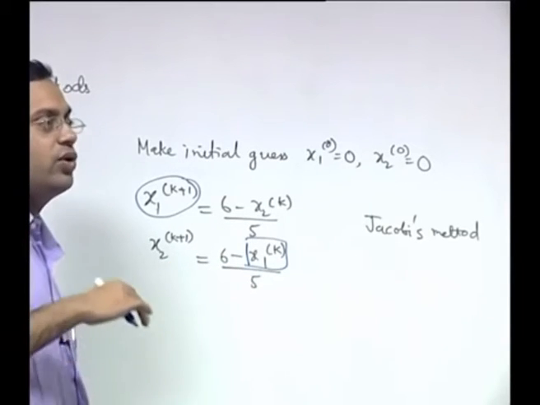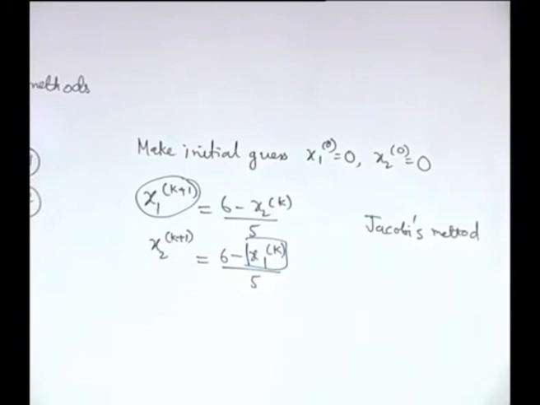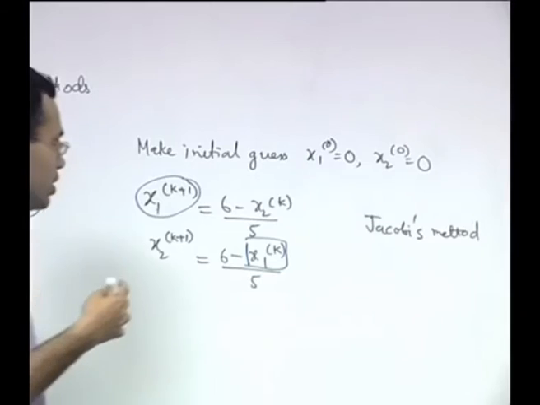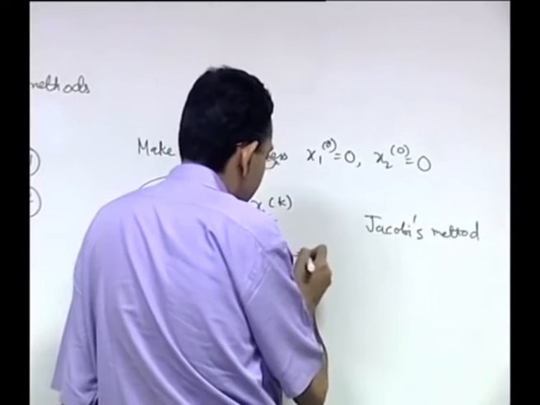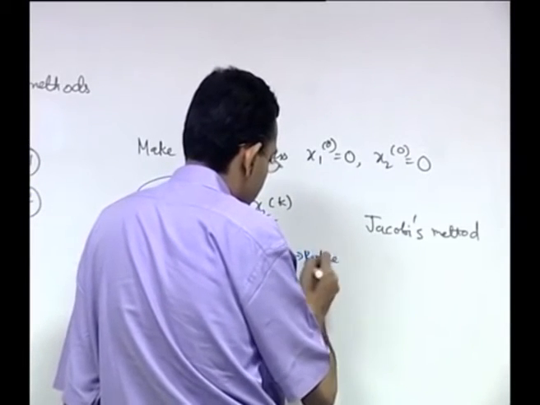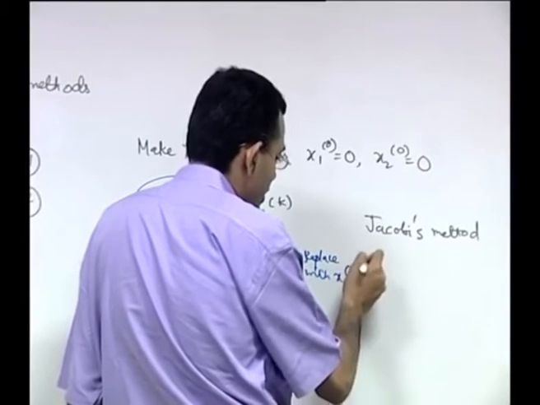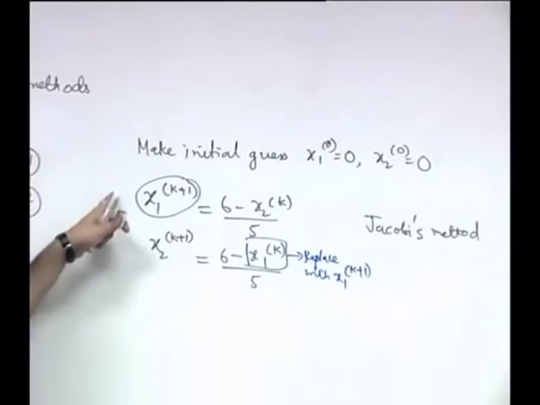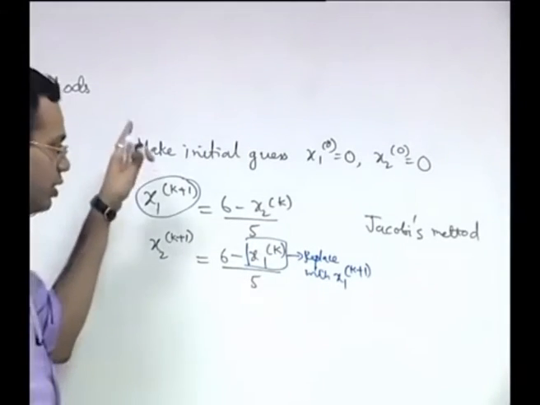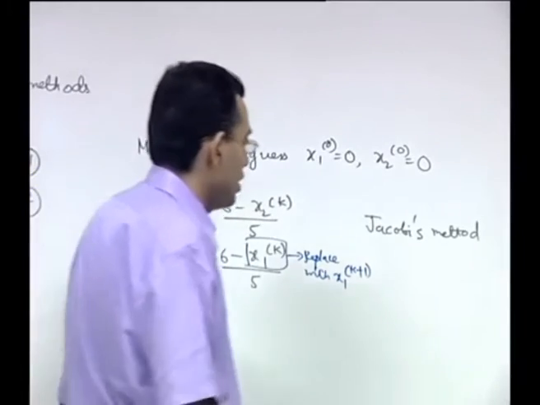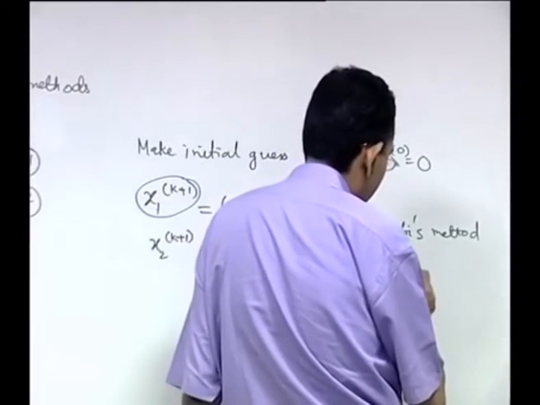So if you want to update your iterations at a faster rate, then you may replace this with x1 k plus 1 instead of x1 k, because x1 k plus 1 is already available. So, if you make this modification to the Jacobi's method, then that is known as Gauss-Seidel method.